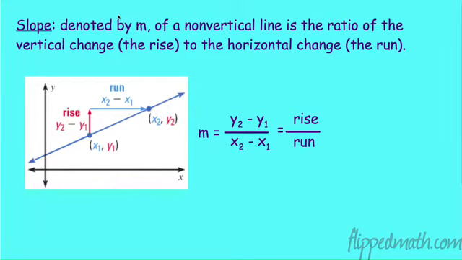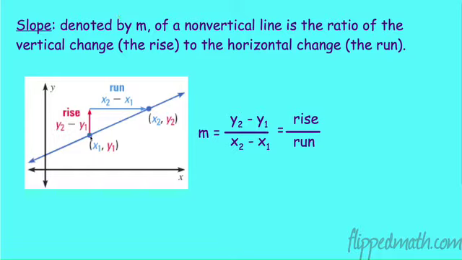So slope again, this is nothing you haven't seen before, alright? I'm going to teach it to you like you've seen it before. I'm sorry, you should know how to do this, and I'm going to make it quick. So slope is denoted by the letter M. It's, for a non-vertical line, the ratio of the vertical change, the rise, to the horizontal change, the run.